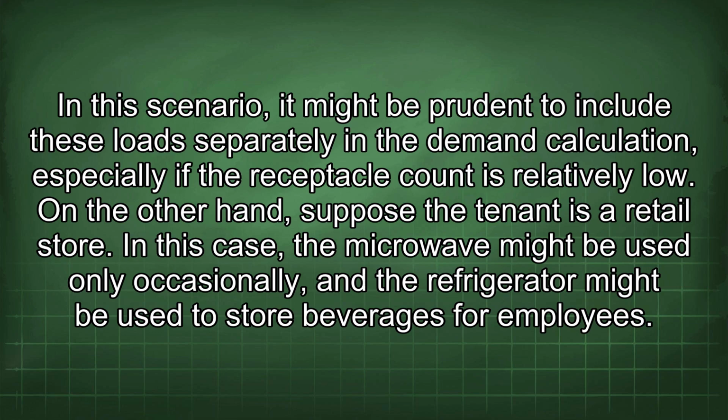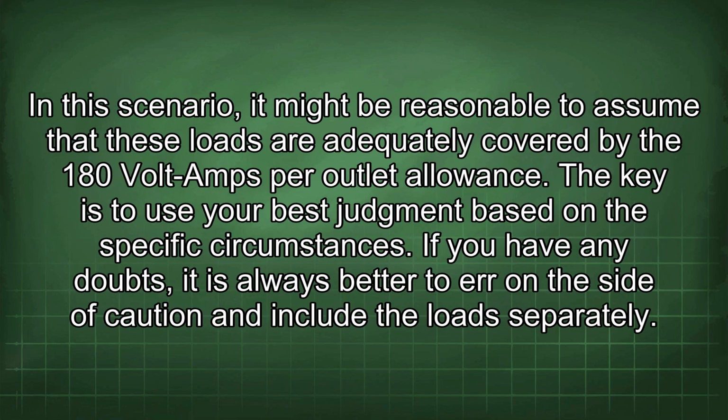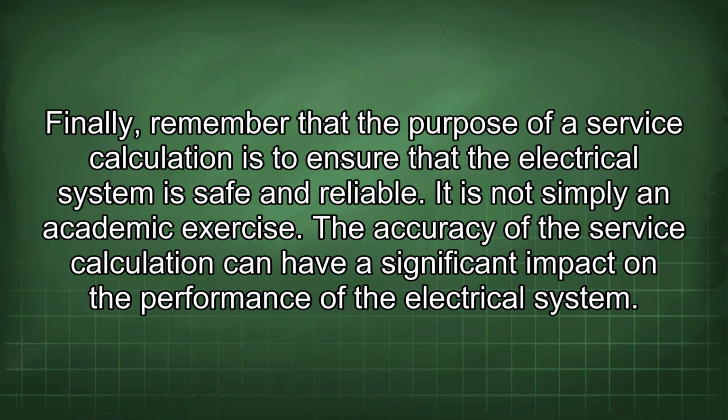On the other hand, suppose the tenant is a retail store. In this case, the microwave might be used only occasionally, and the refrigerator might be used to store beverages for employees. In this scenario, it might be reasonable to assume that these loads are adequately covered by the 180 volt amps per outlet allowance. The key is to use your best judgment based on the specific circumstances. If you have any doubts, it is always better to err on the side of caution and include the loads separately.